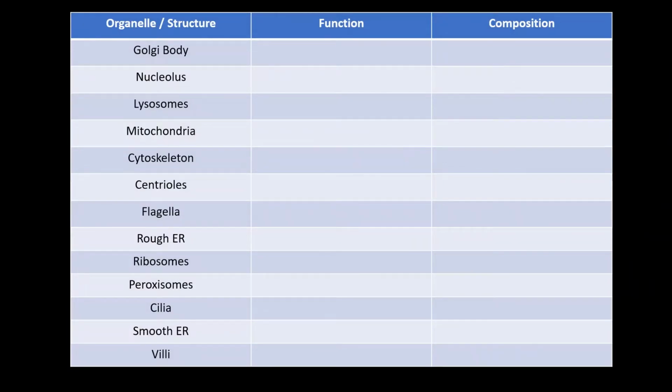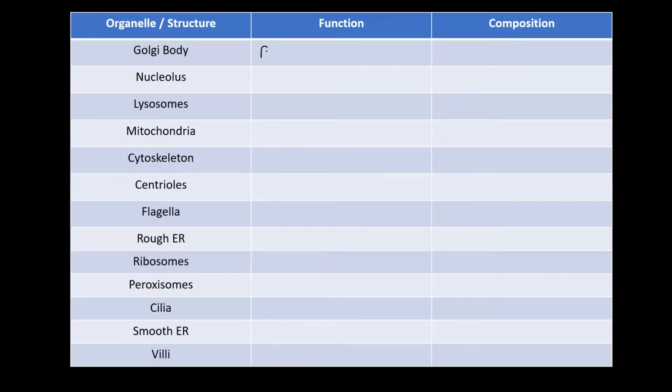So here we go. Classic chart. I've given you the names of all the organelles and structures that are found on most of the standardized tests out there, right? Let's go through them very quickly. Function of a Golgi body. All right, remember there were 4.